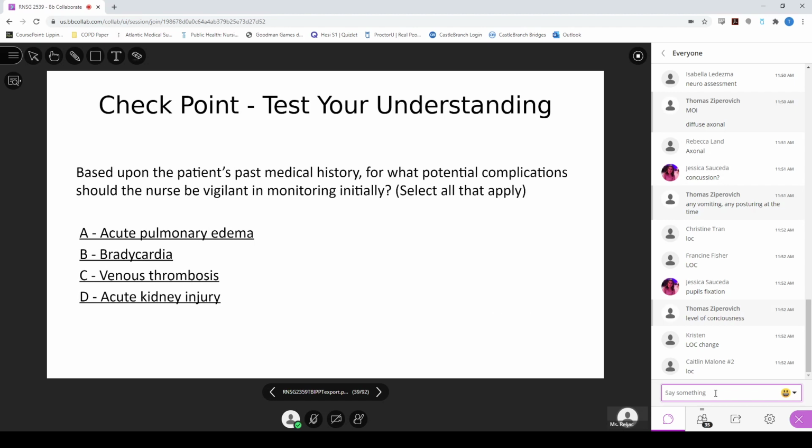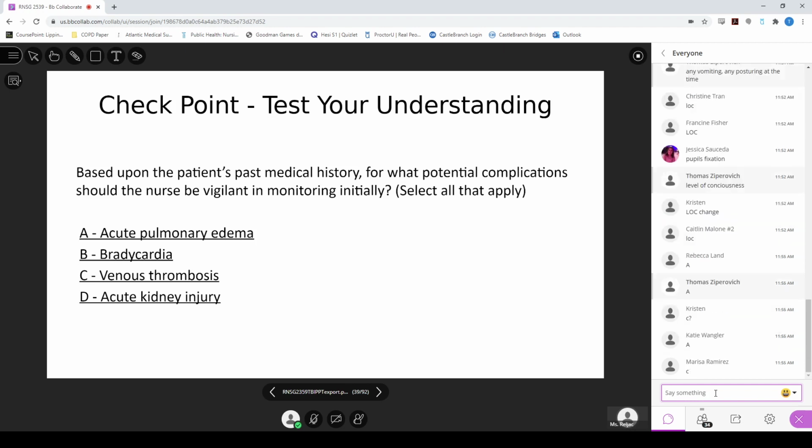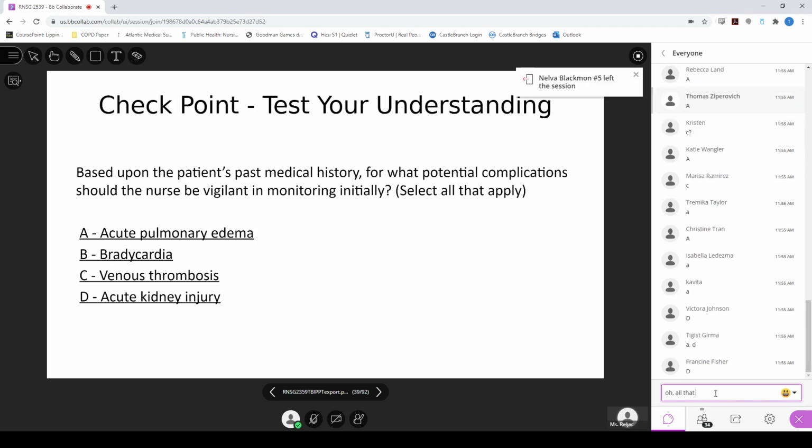So based on this patient's past medical history, what potential complications should the nurse be vigilant in monitoring initially? Acute pulmonary edema, bradycardia, venous thrombosis, or acute kidney injury. Okay, we got a little bit of all of them. So the answer, and I'll go over the reason why. The answer is acute pulmonary edema.